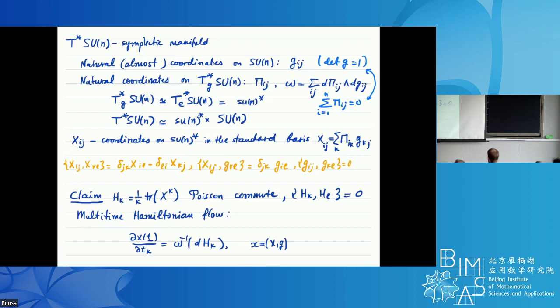So then it's a very simple exercise from here to see that if you take traces of powers of x, these functions Poisson commute, simply because these are Casimir functions for SU(N). So then we have a multi-time flow generated by those functions. This is not an integrable system because we have only n minus 1 such independent functions, but the dimension of the space is much bigger. It's 2 times (n squared minus 1). But still, we have this commuting multi-time flow.